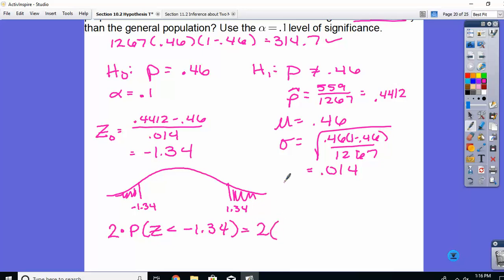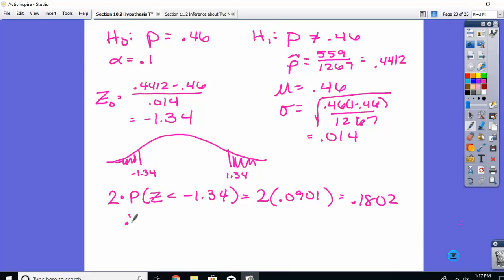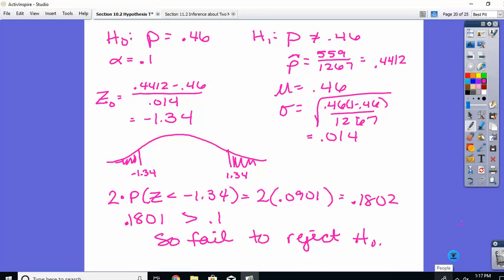So if you go to negative 1.34, multiply those and we get 0.1802 for my probability. Slightly different because this is more accurate. Our table, everything is rounded, and your calculator does it more exact. But either way, this is bigger than the 0.1, so we fail to reject. There is not sufficient evidence to conclude that it has changed. All right.